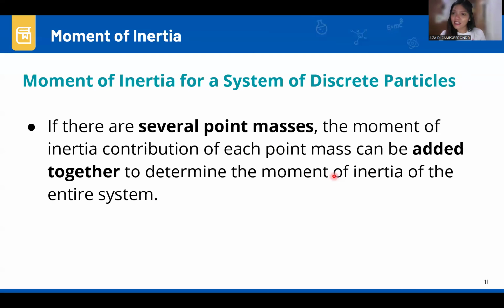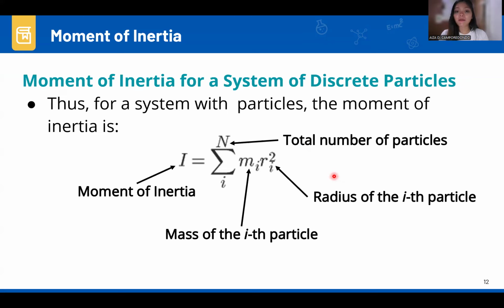That is in the case of a point mass. However, what if there are several point masses? In that case, the moment of inertia contribution of each point mass can be added together to determine the moment of inertia of the entire system. Thus, for a system with multiple particles, the moment of inertia is equal to the summation, from i equals 1 to the total number of particles, of the mass of the ith particle multiplied by the radius of the ith particle squared.